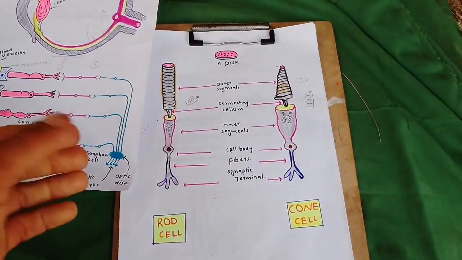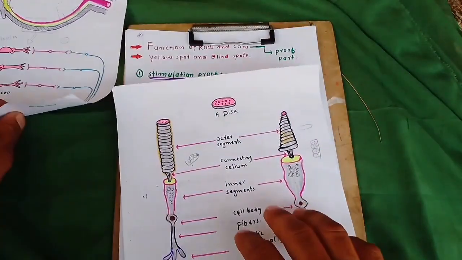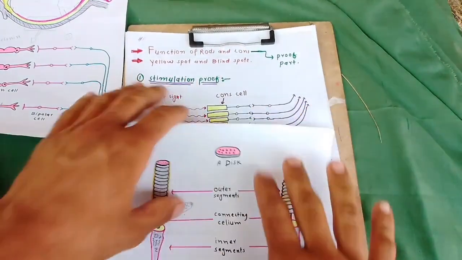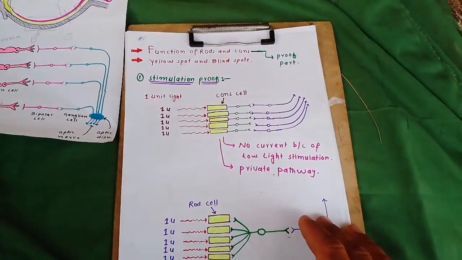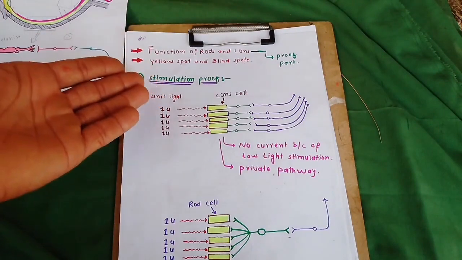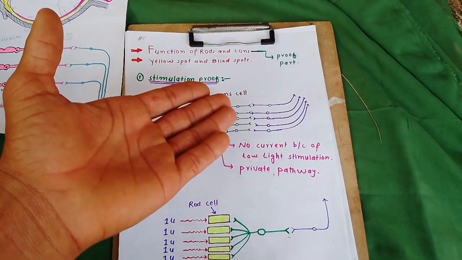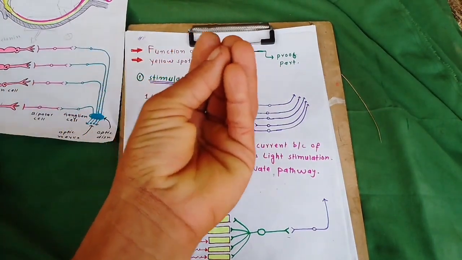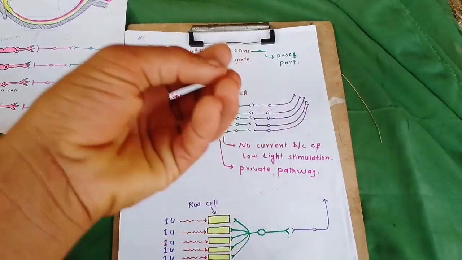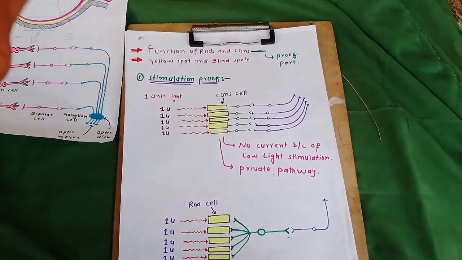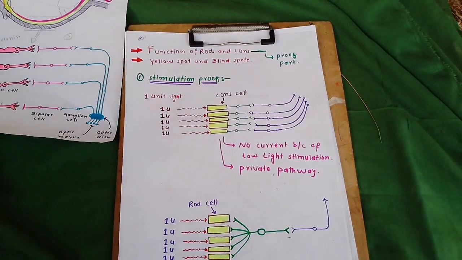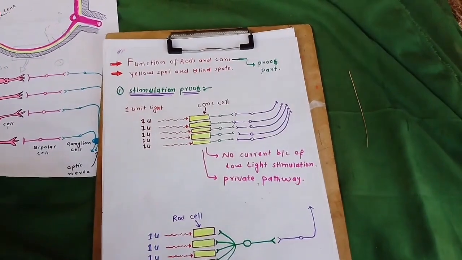What is the function of the rod cell? What is the function of the cone cell? As you know, the rod cell only gives a blurred image, not a clear image. The cone cell gives a clear image. So I will prove this concept in this class.